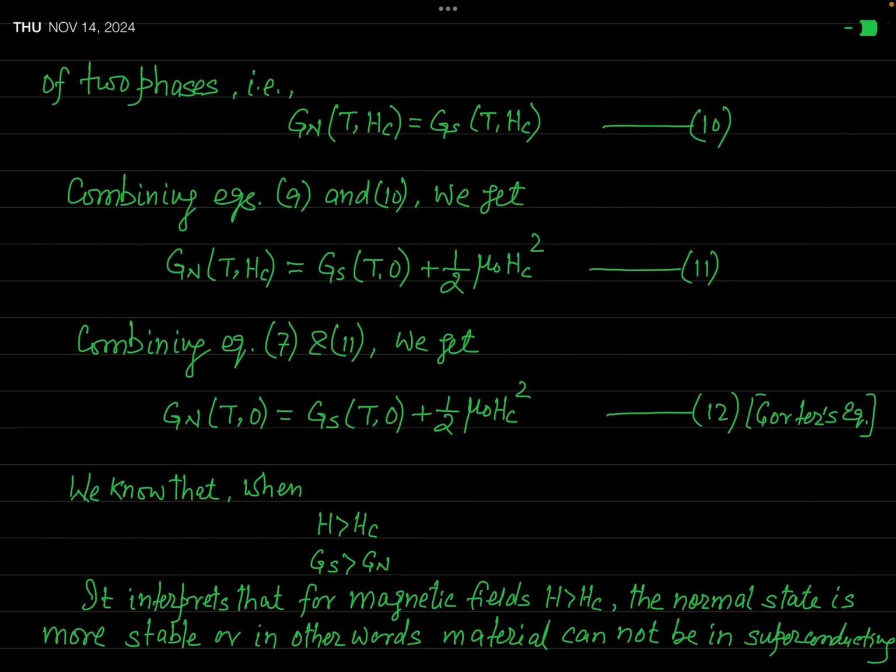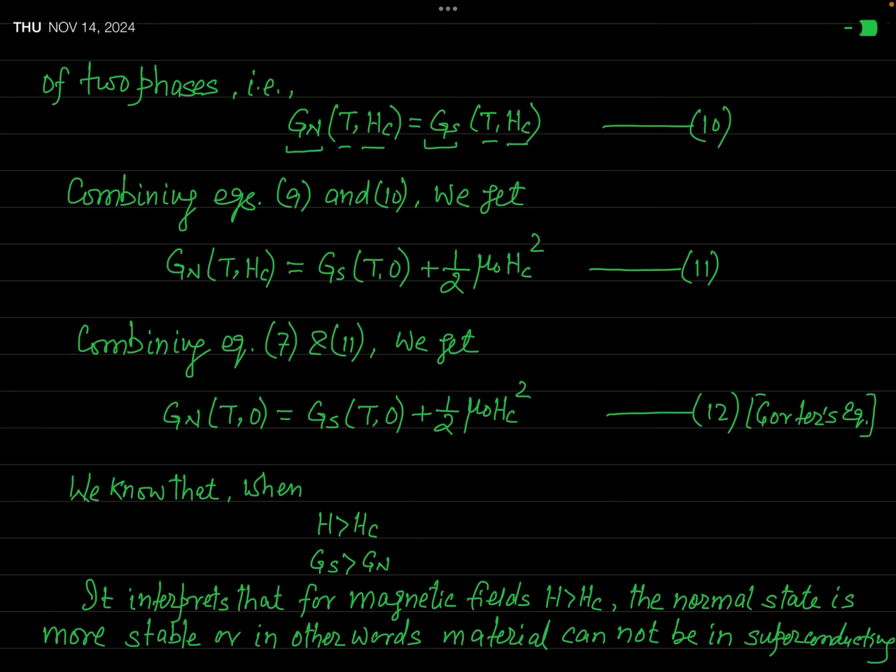And therefore, I have written here that Gn, the Gibbs function for the normal state when temperature is T and field is Hc, will be equal to the Gibbs function for the superconducting state Gs at temperature T and field Hc, because Hc is the critical field where the phase transition takes place.